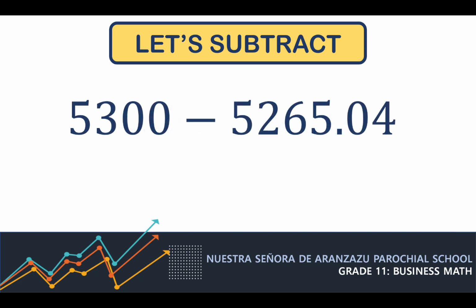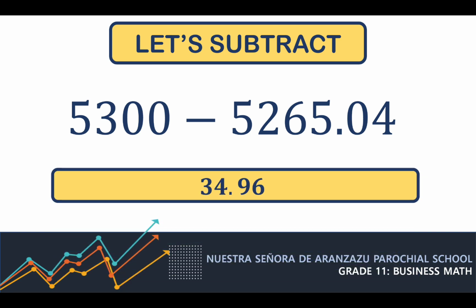Next, 5,300 minus 5,260. Mali yung given dito. Okay, it should be... Tama naman. Ay, hindi tama pala, sorry. 5,300 minus, kala ko lumaki yung value dito. Okay, 5,300 minus 5,265.04. So, mag-a-add tayo ng trailing zero. Sige, gawin nga natin to.